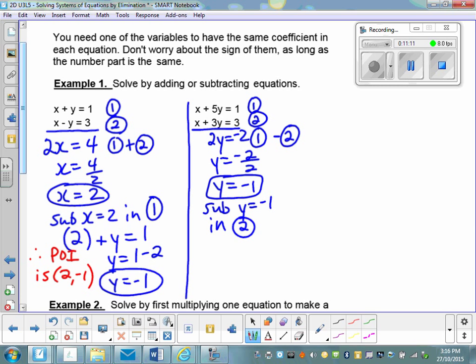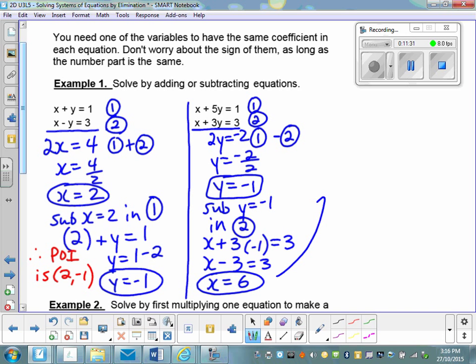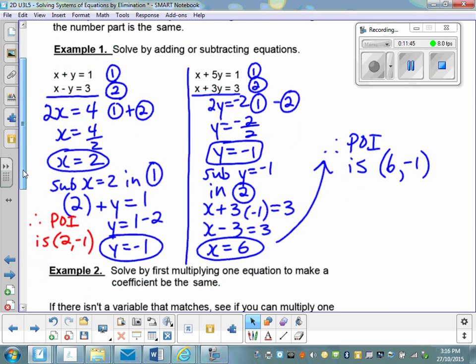Okay, now it's going to look like x plus 3 times -1 equals 3. So x minus 3 equals 3. x equals 3 plus 3. That's going to be 6. So therefore, the point of intersection is, x comes first, so it's going to be (6, -1) for that one. Okay, we're doing well here, hang in.